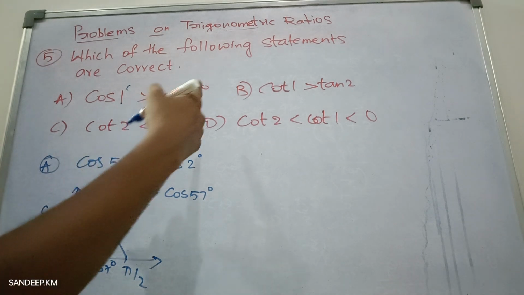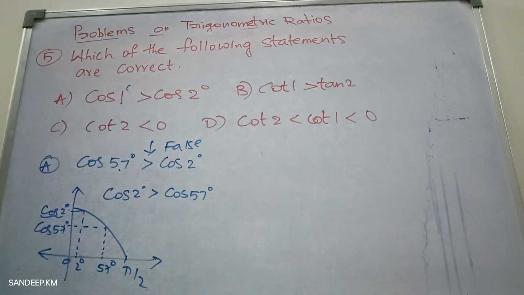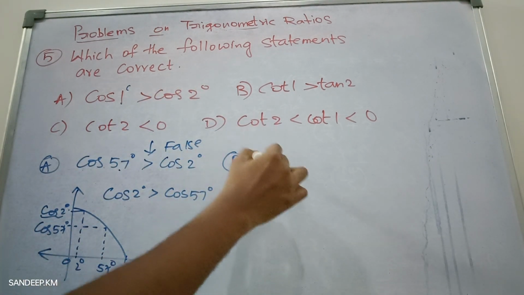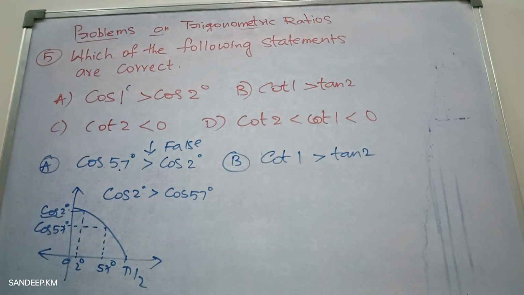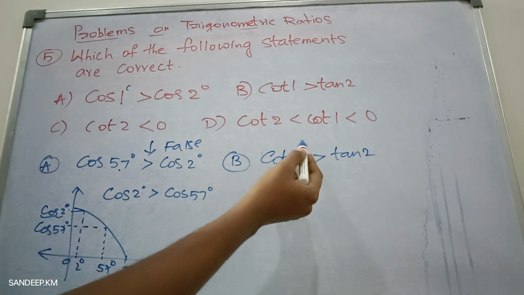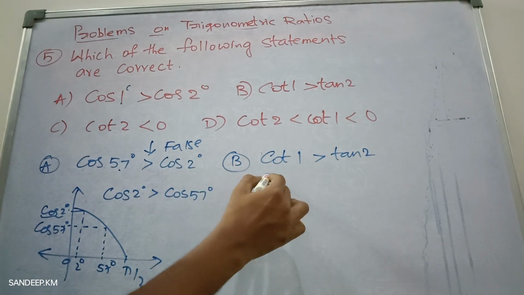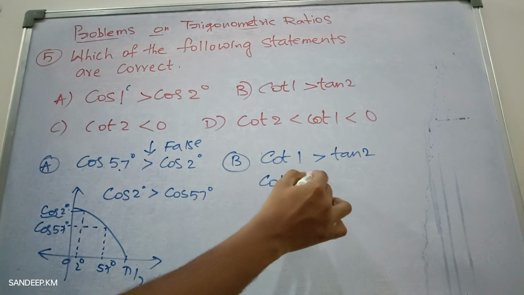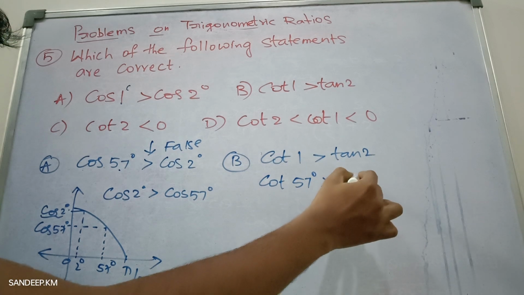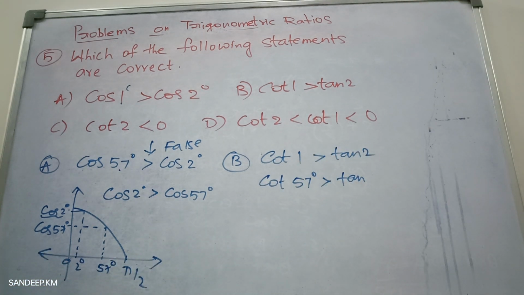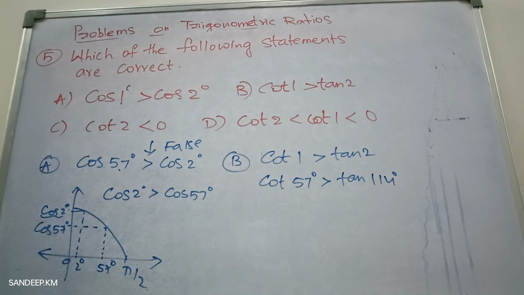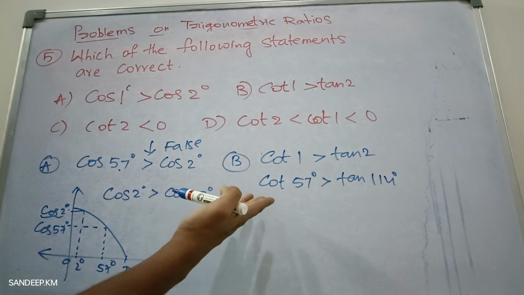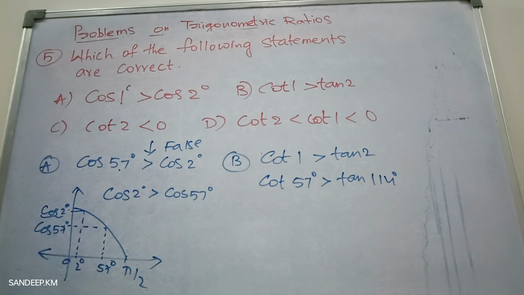Okay. Now let us check whether the second statement is true or not. Option B. They have given that cot 1 is greater than tan 2. Since they did not mention the units, you have to take them as radians. So they are saying cot 57 degrees is greater than tan 2, which means 2 into 57. 2 into 57 is 114 degrees. I'm taking approximate value of radians, not the exact value, remember. It's very easy to check, dear students, whether this is true or false.